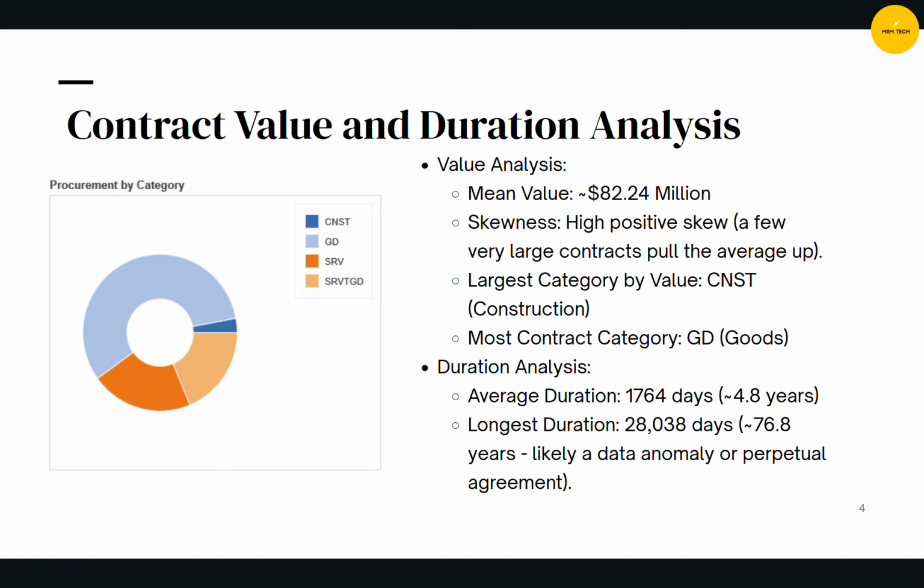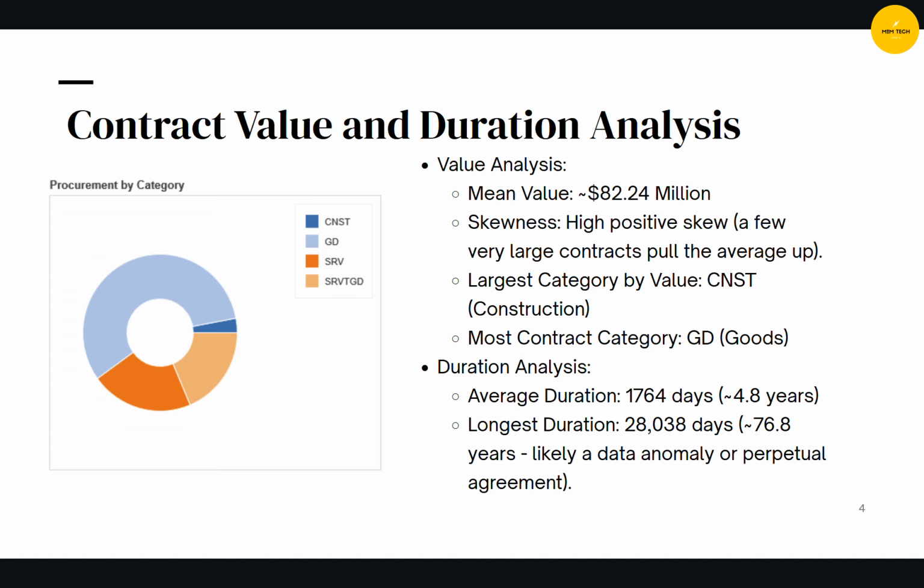Interestingly, in the pie chart, construction projects have the least number of projects, but at the same time they are the largest category by value. They have more than 200 or 300 million awarded in the last 2 years. The category with the most contracts was goods. In terms of value it does not come close to construction, but it does have a greater number of contracts.